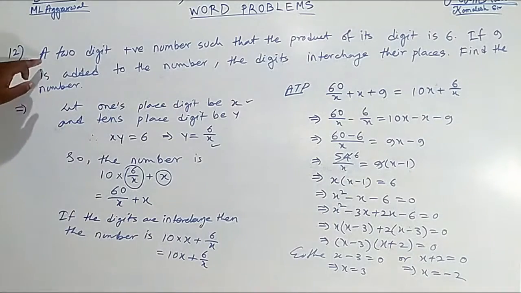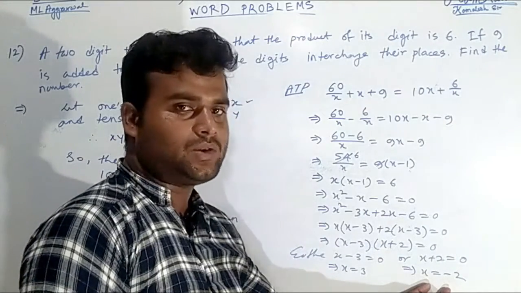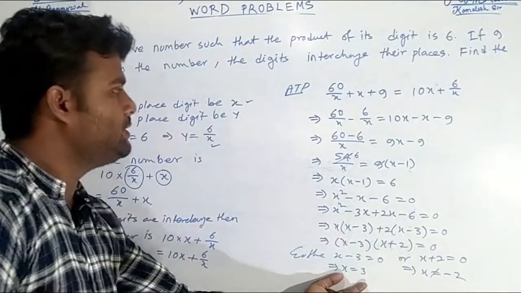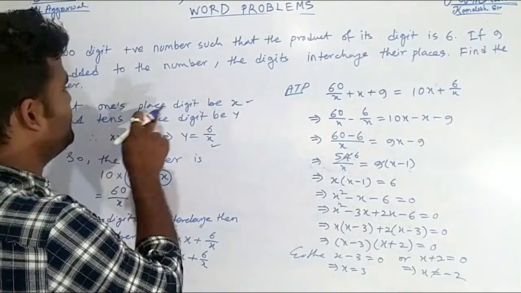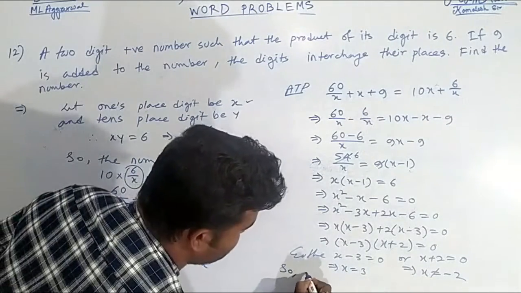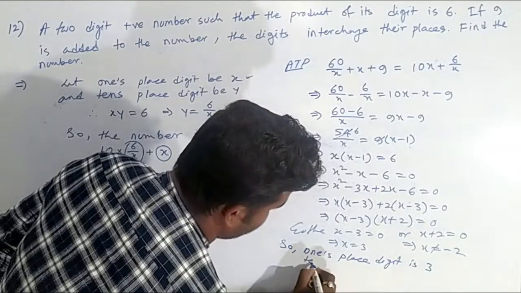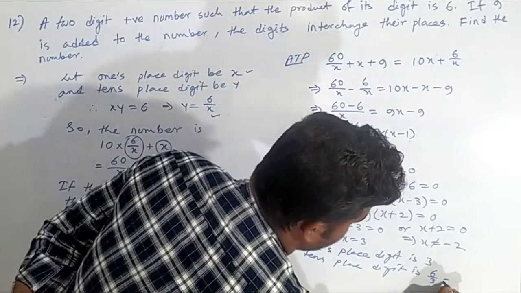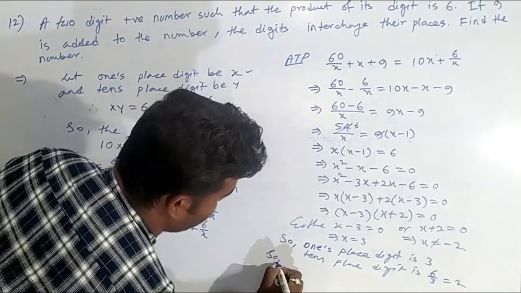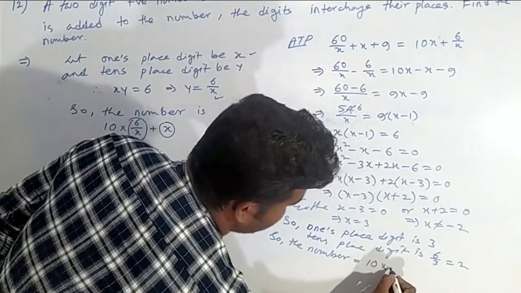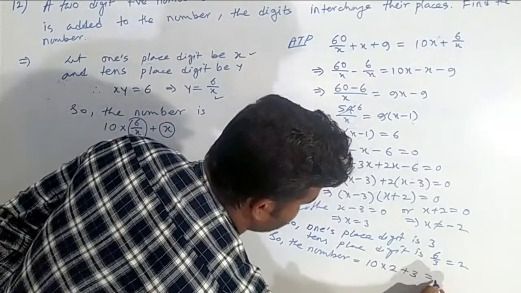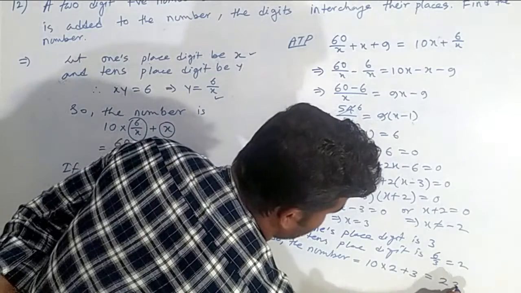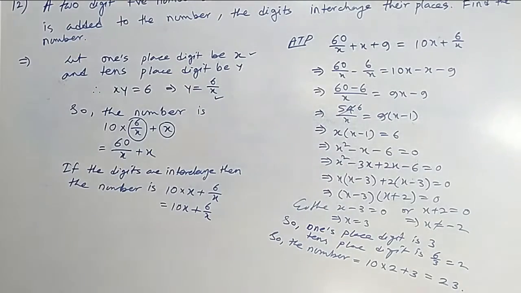The question is about a two-digit positive number. The number is positive, so the negative value of x is not considerable. So x equals positive 3, and x is the unit place digit. So the unit place digit is 3, and the tens place digit is 6 by x, that is 6 by 3, which equals 2. So the number is equal to 10 into the tens place digit, that is 2, plus 3, this is equal to 20 plus 3, that is 23. So the answer is 23. That's it.